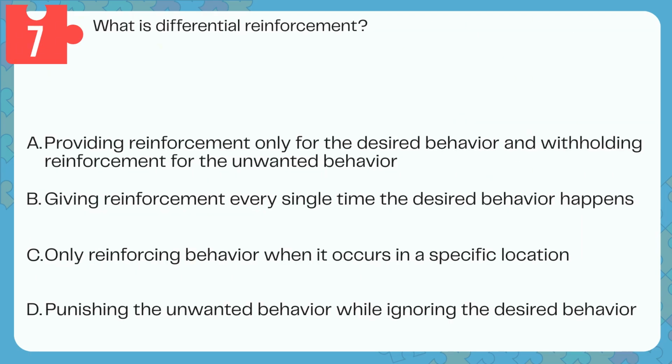Question 7. What is differential reinforcement? A. Providing reinforcement only for the desired behavior and withholding reinforcement for the unwanted behavior. B. Giving reinforcement every single time the desired behavior happens. C. Only reinforcing behavior when it occurs in a specific location. D. Punishing the unwanted behavior while ignoring the desired behavior.